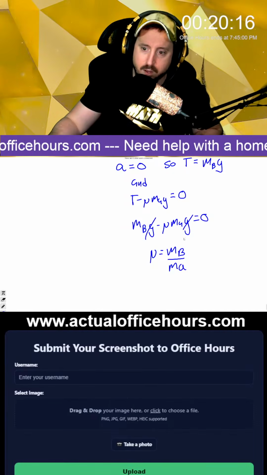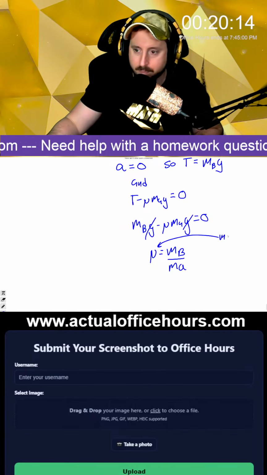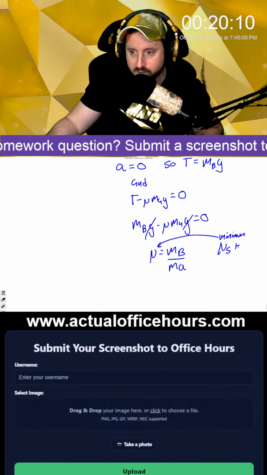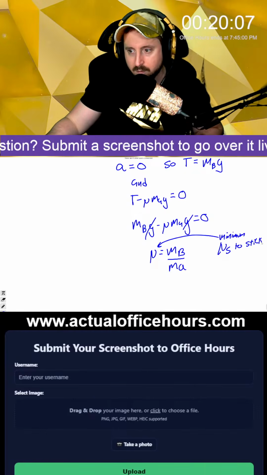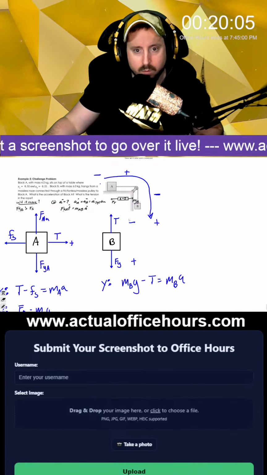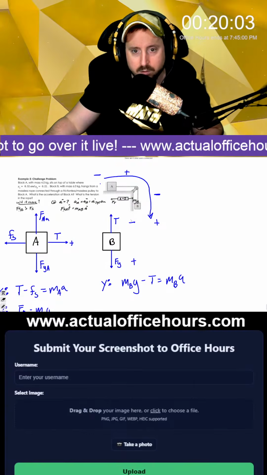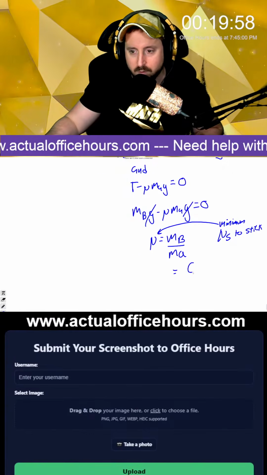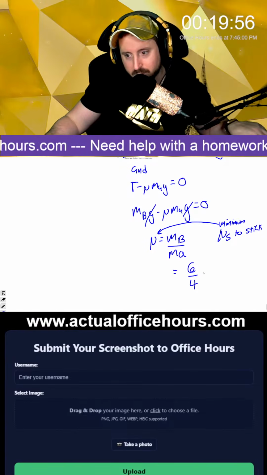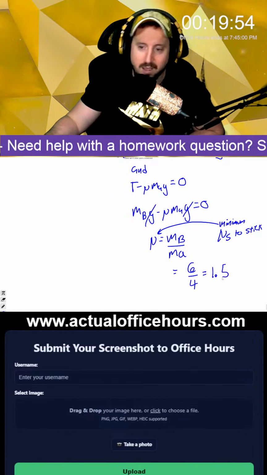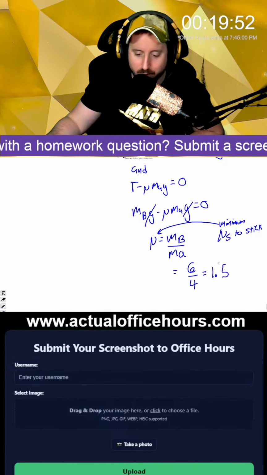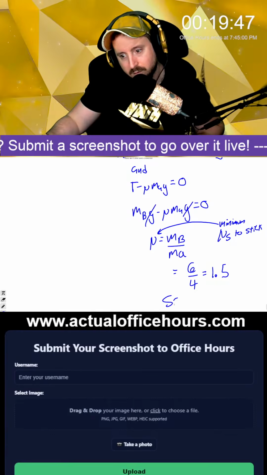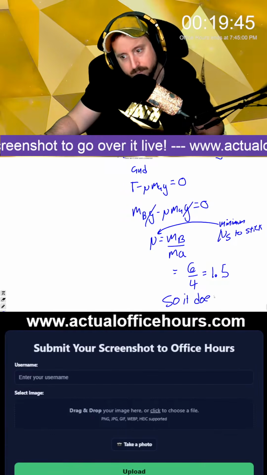So this is the minimum mu s to stick. And what was M_B? M_B was 6, M_A was 4, so you get 6 over 4. Having a mu s of anything over 1 is basically impossible. So it doesn't stick.